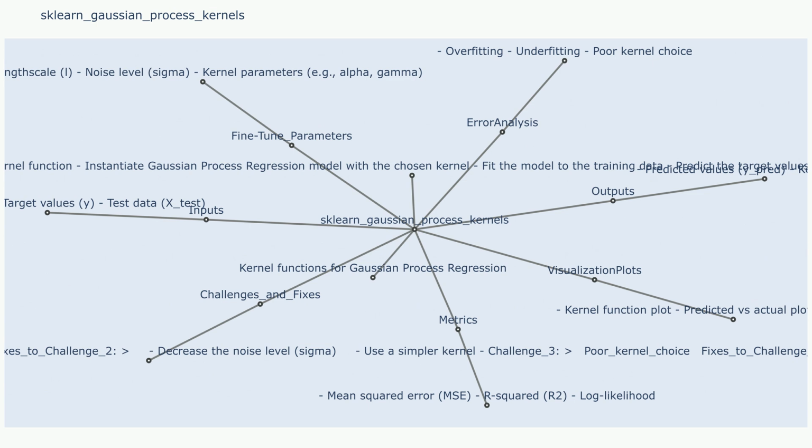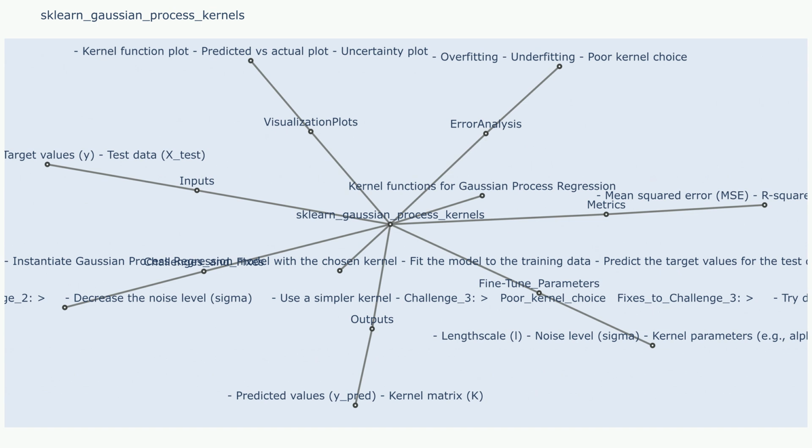Fixes to challenge 2. Try different kernels. Experimenting with different kernel functions, such as RBF, polynomial, or Matern, can help identify the best kernel for the given data. Kernel engineering. Combining different kernel functions or customizing kernels to better capture the data's characteristics can improve the model's performance. Feature engineering. Transforming the input features to create more meaningful relationships between data points can help improve the kernel's effectiveness.